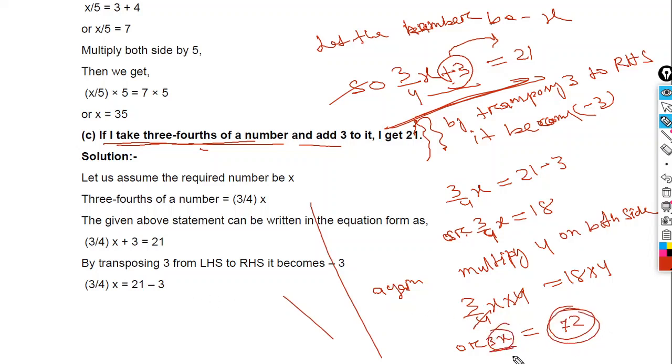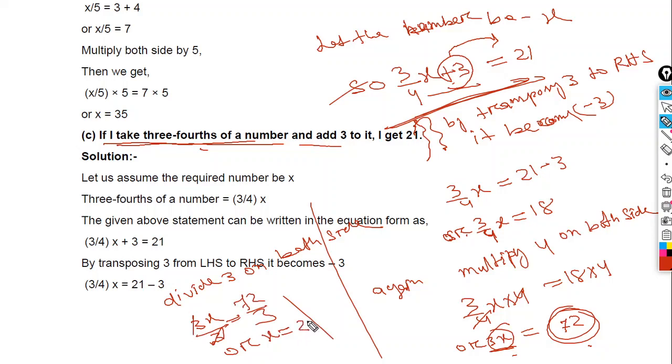Here if we divide 3 on both sides, then 3 will be cancelled. Divide 3 on both sides. So 3x by 3 equal to 72 by 3. Now 3 cancels, x will be equal to 72 by 3. 3 twos are 6, 3 fours are 12, so 24. So x equal to 24 is your answer. In this way we will solve this.